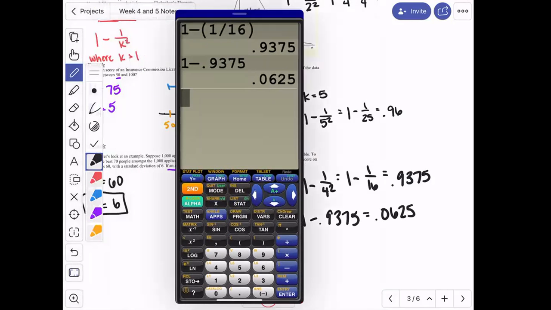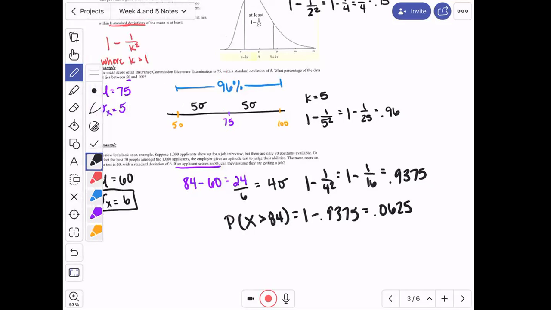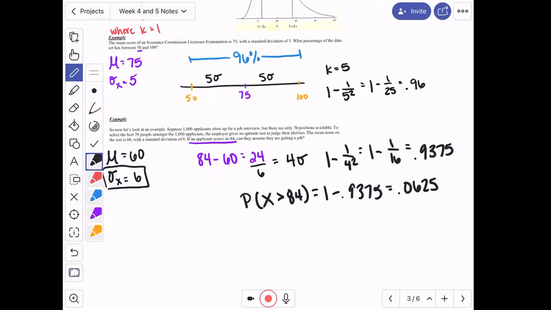So do you think there's a pretty good chance you'll be accepted? Yes or no? Yes. There's only a 6% chance that somebody's going to score better than you. Those odds are pretty good that you'll actually be accepted into this job, or this interview, based on one of the 70 positions.